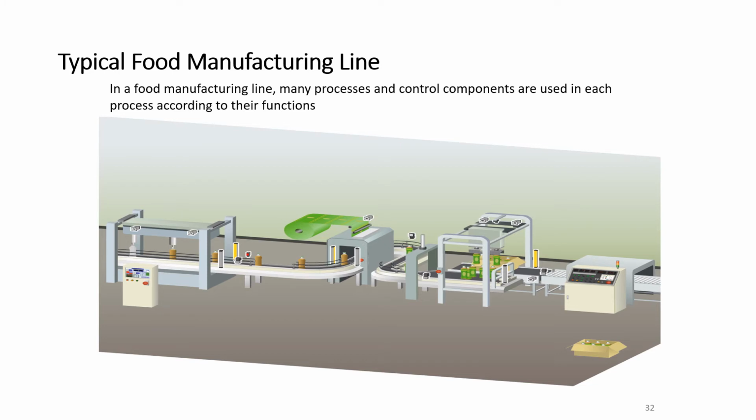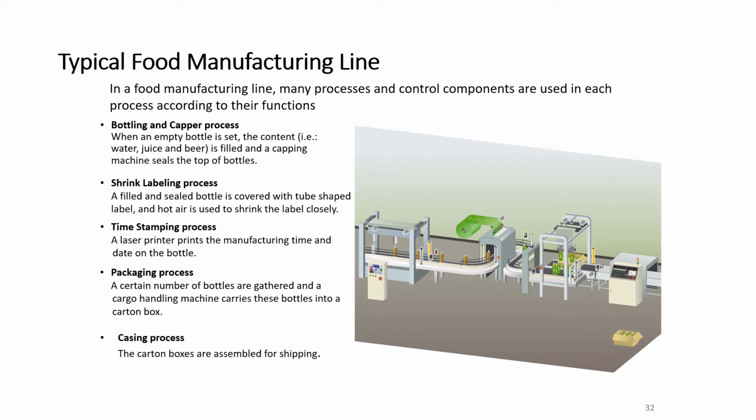Okay, so we want to go to the main topic of this lecture, which is basically a typical food manufacturing line, and we want to understand what the main processes and sections are. In a food manufacturing line, many processes and control components are used in each process according to their functions. So you could see a 3D floor map of a manufacturing line here.